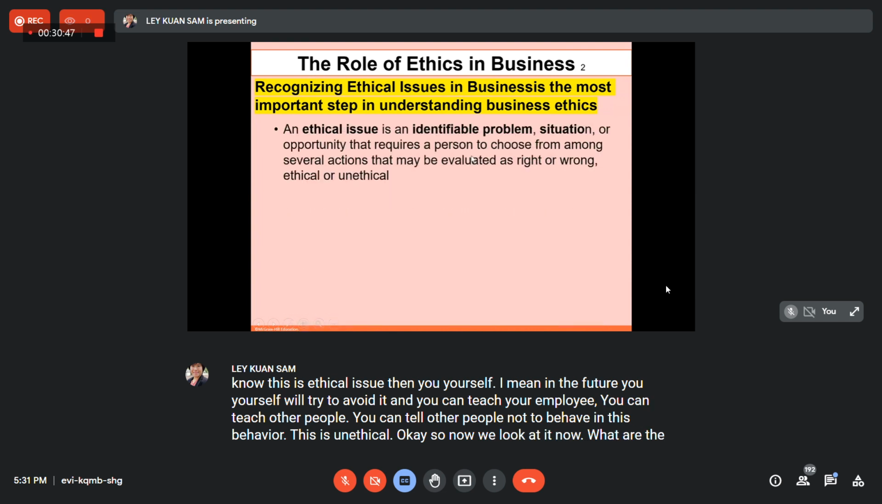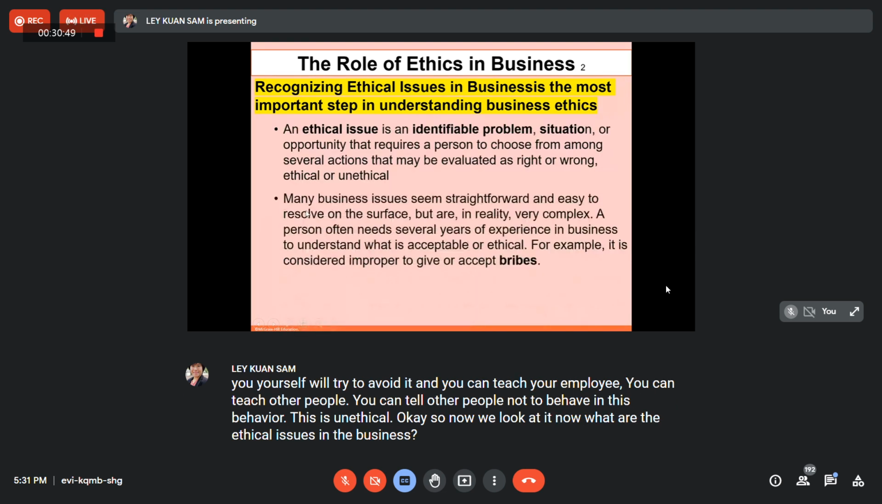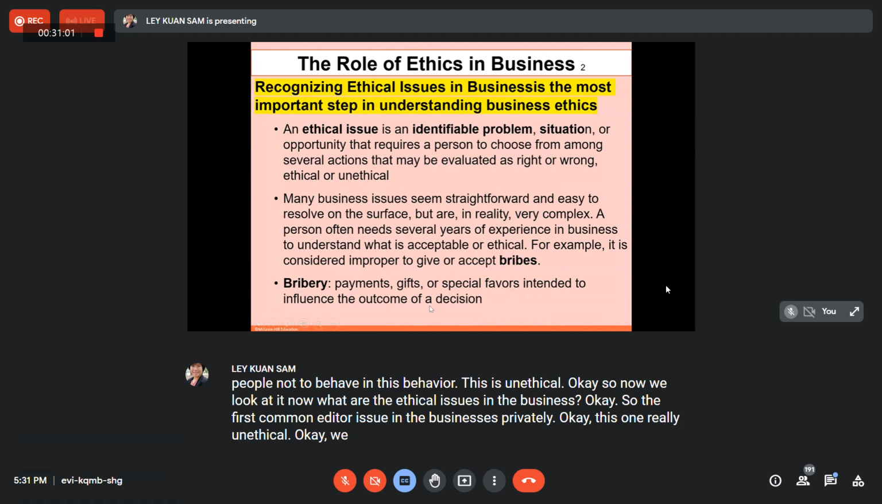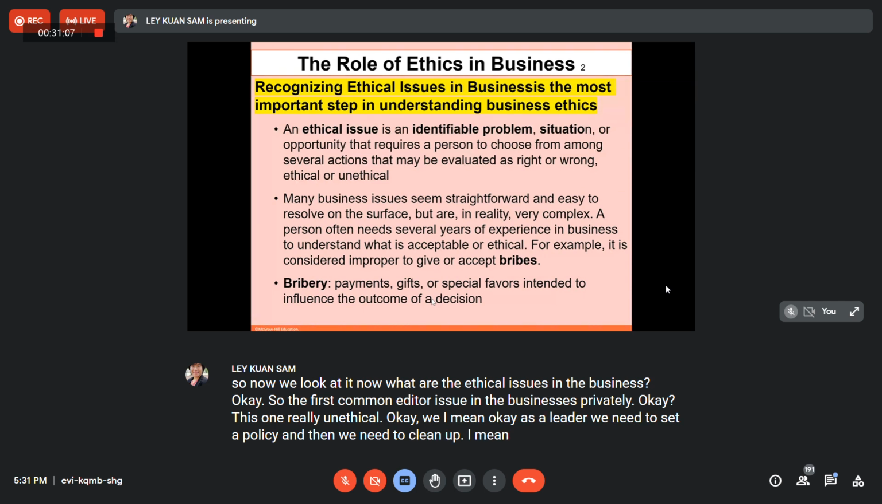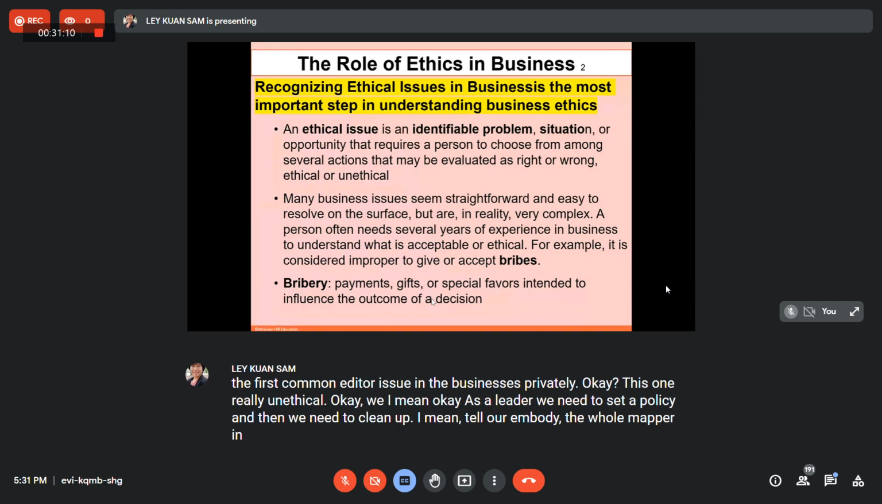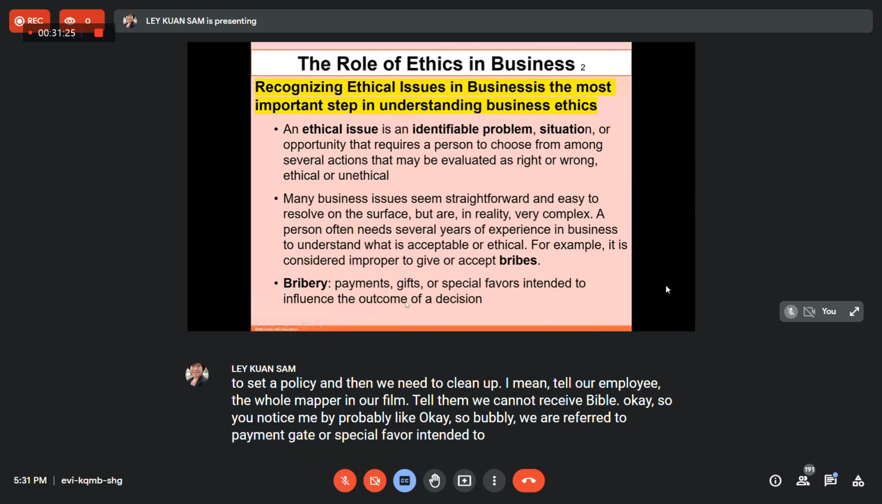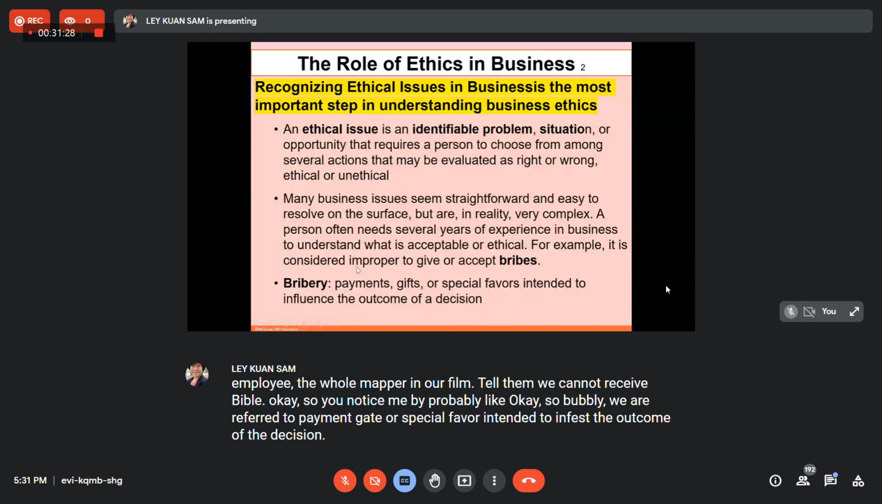So what are the ethical issues in business? The first common ethical issue is bribery. This is very unethical. As a leader, we need to set a policy, train our employees, and tell the whole firm that we cannot receive bribes. Bribery refers to payment, a gift, or a special favor intended to influence the outcome of a decision. You know what bribery means, right?